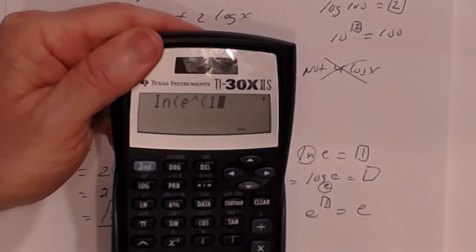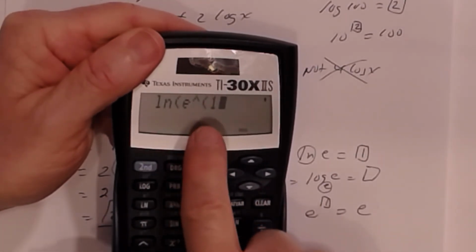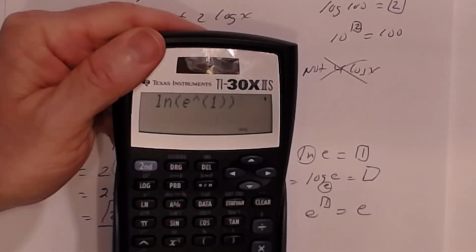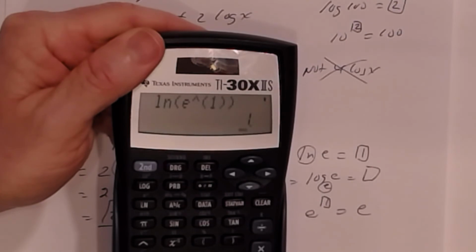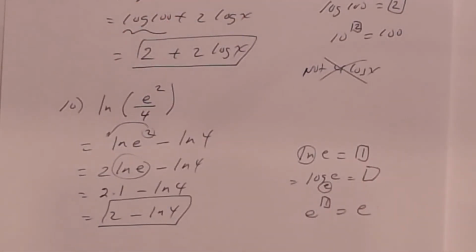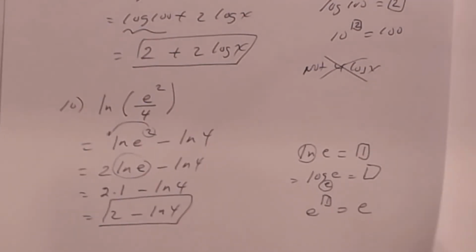So you got to put that 1, so that you're taking the natural log of e. Close that parentheses, close that one, and then watch what you get. You get 1. So the natural log of e is 1, and that's what we said.